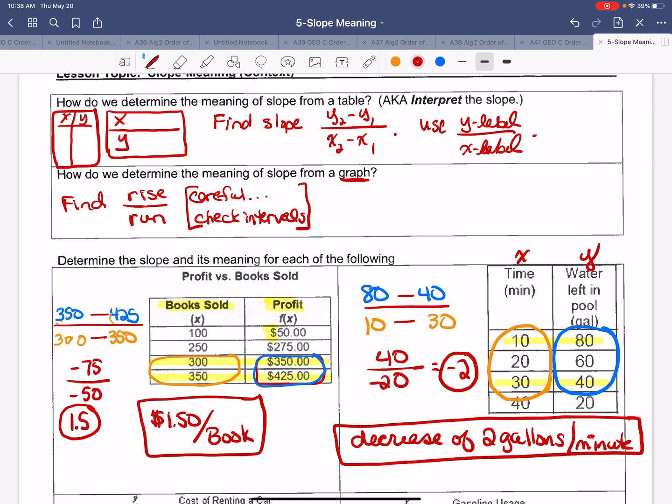Okay, so how do we get our interpretation? We're going to, this time, use the y-axis label over the x-axis label.